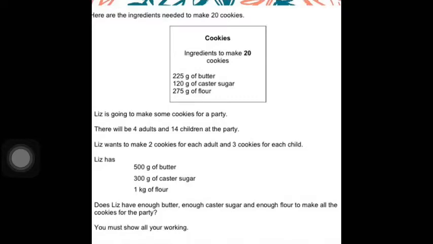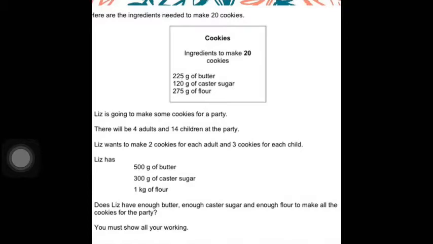Liz is hosting a party. She's invited 4 adults and 14 children, and she wants to make cookies for them. She wants each adult to have 2 cookies, and she wants each child to get 3 cookies.